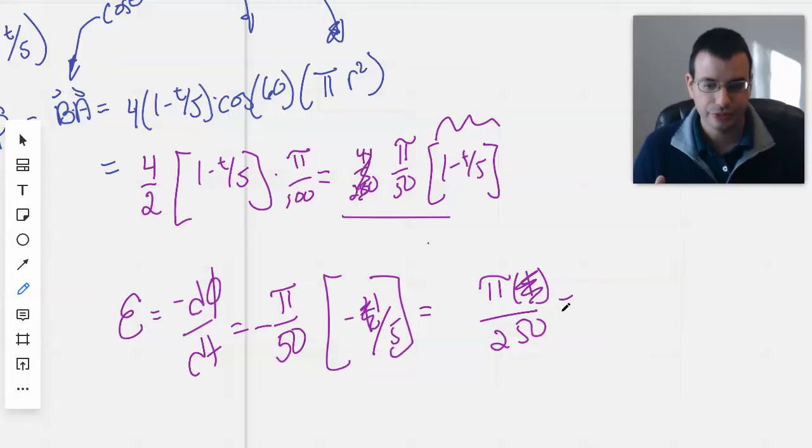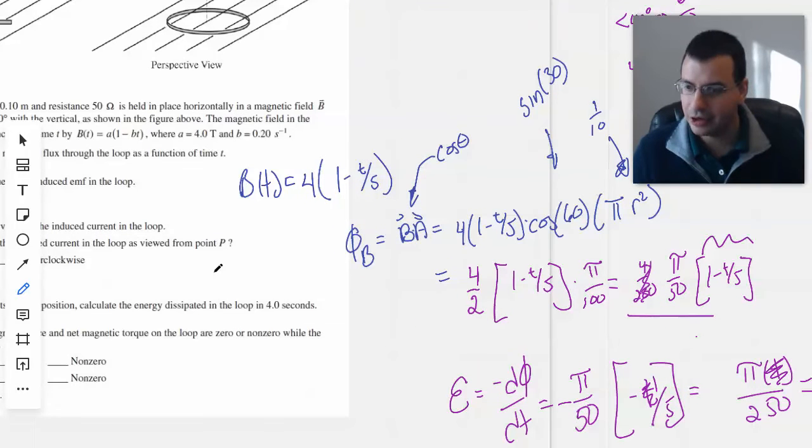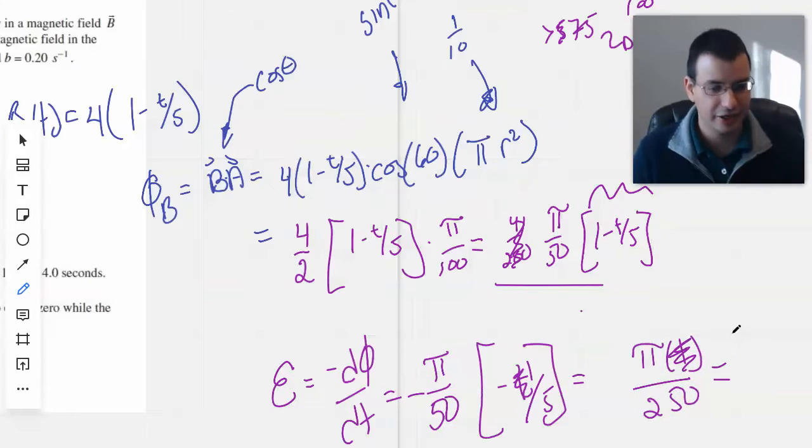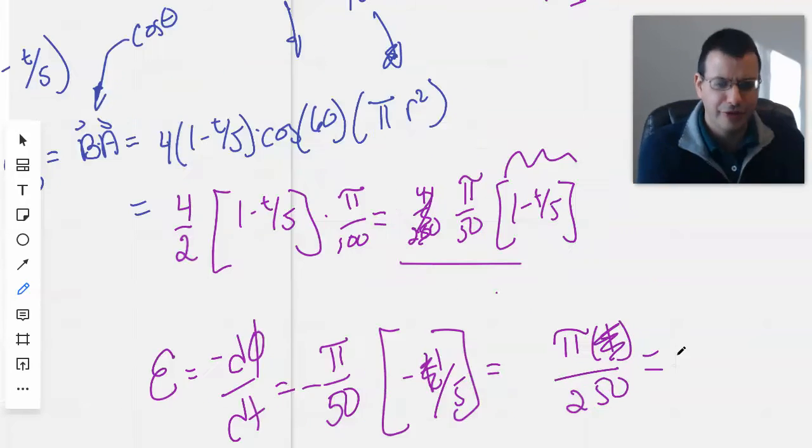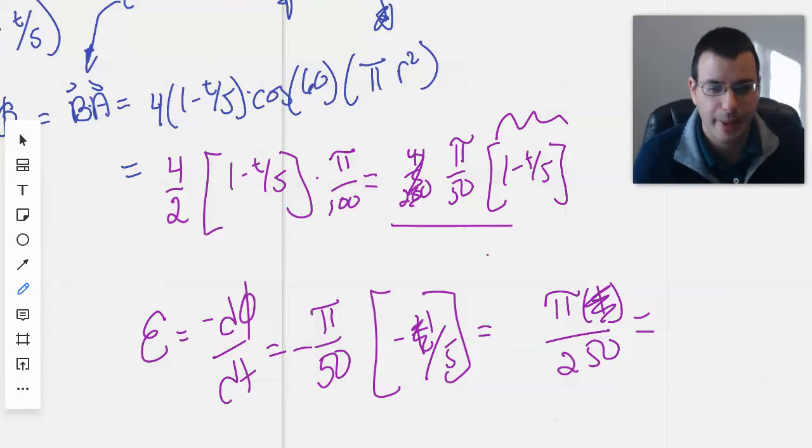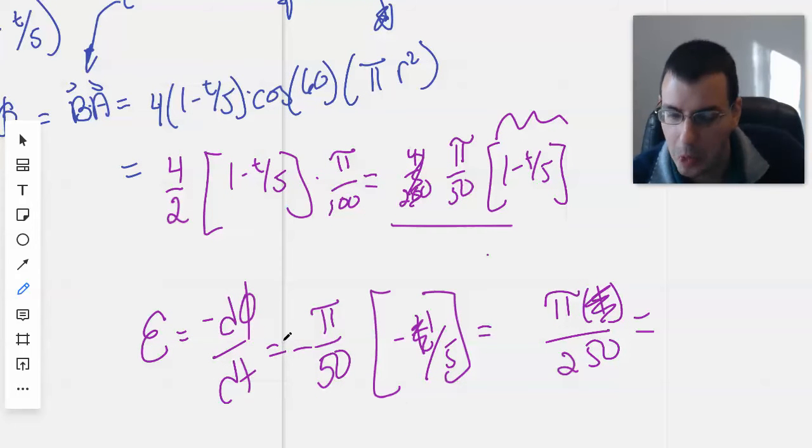250, which is why they don't give us a specific time t to calculate it. If they did, I totally would have fallen for that trap. Human performance trap. So pi over 250, it's like 3 over 250.